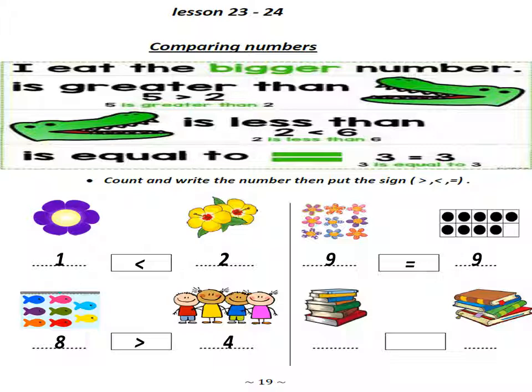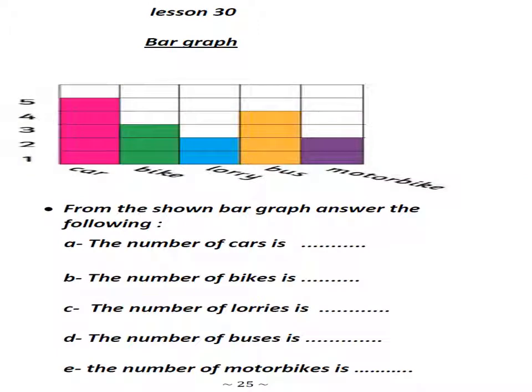And the last question here, how many books do we have? 1, 2, 3, 4, 5, 6, 7. We have 7 books. And on the other side, 1, 2, 3, 4. We have 4 books. Of course, 7 is greater than 4. So 7 will be greater than 4.